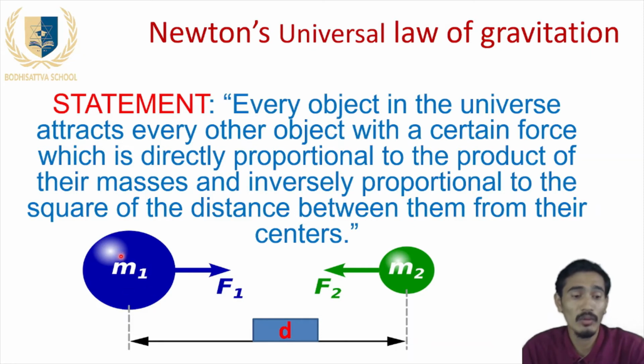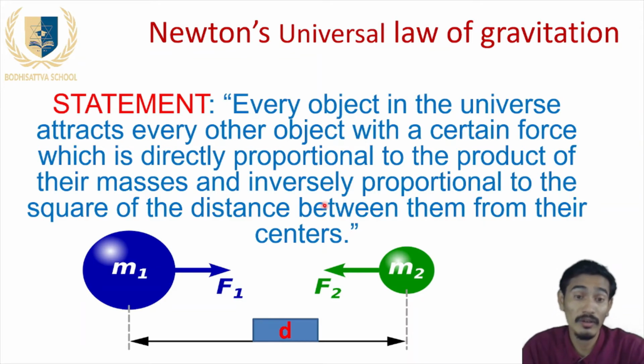This blue one is the one body and the green one is the other body. The blue one is represented by M1 and the green body is represented by M2. This M1 means the mass of the blue body and M2 means the mass of the green body. They have their certain mass.